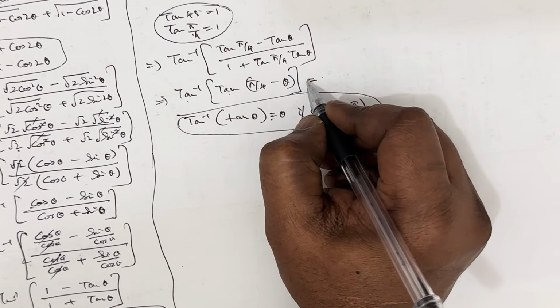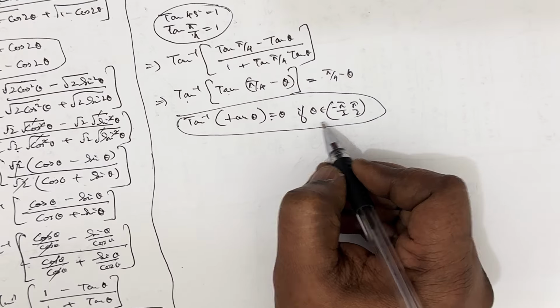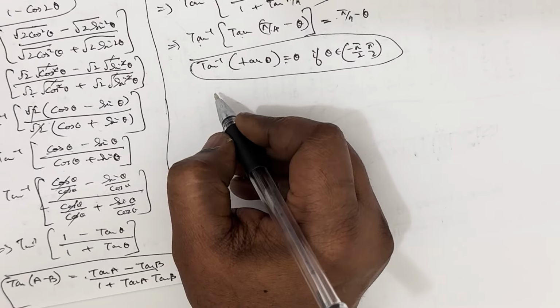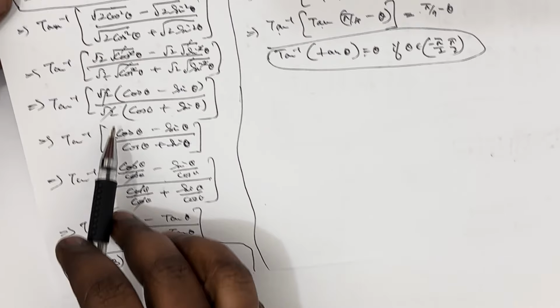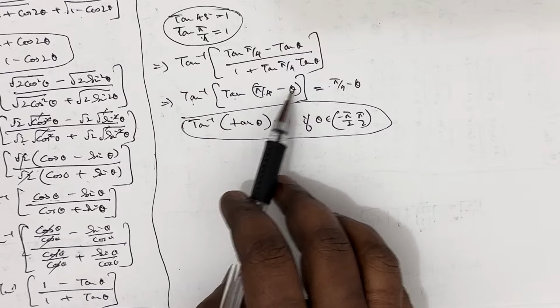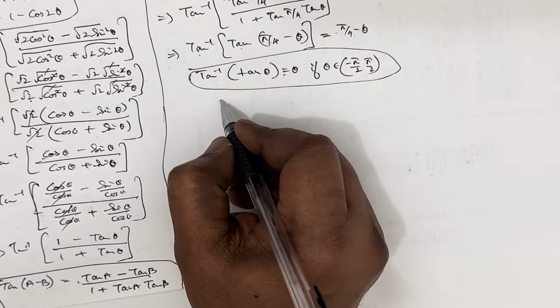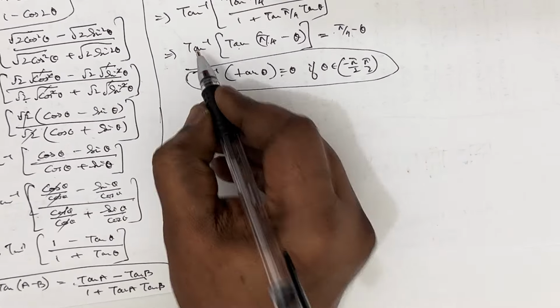Okay, so this will be pi by 4 minus theta if this is in the range of the tan inverse. So let's find out whether this exists in the range. Now we have simplified this, and all along we came up to here, and we got pi by 4 minus theta. Now let's find out whether this is in the range of the tan inverse.